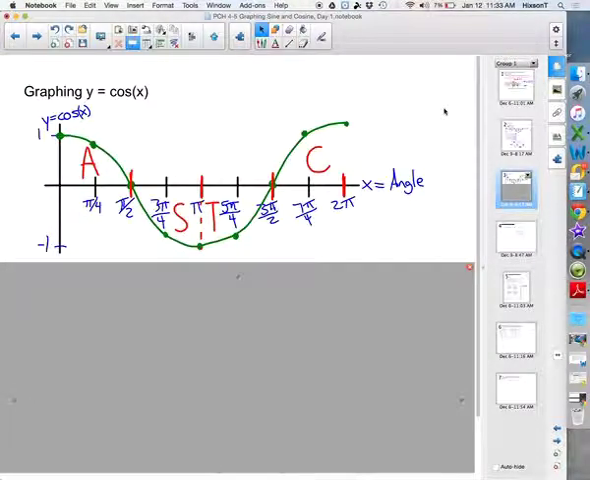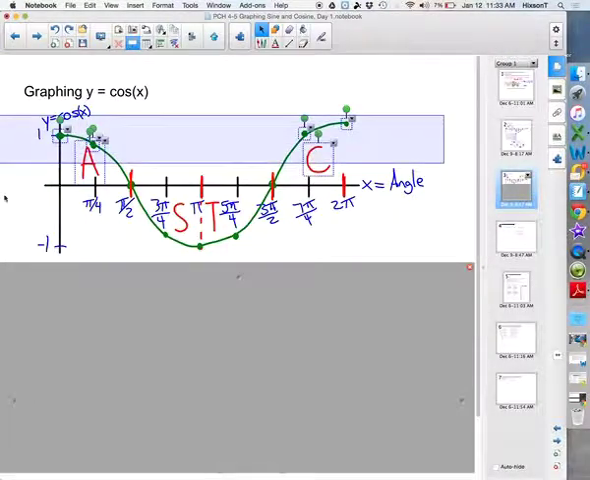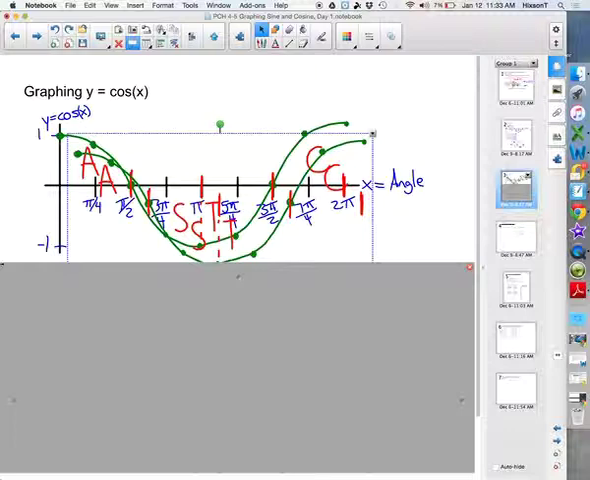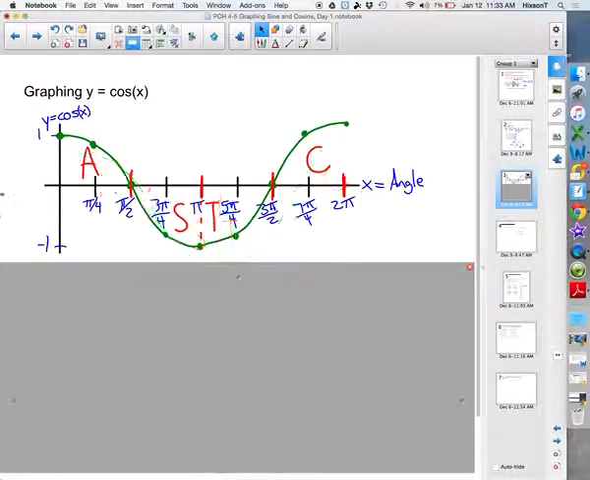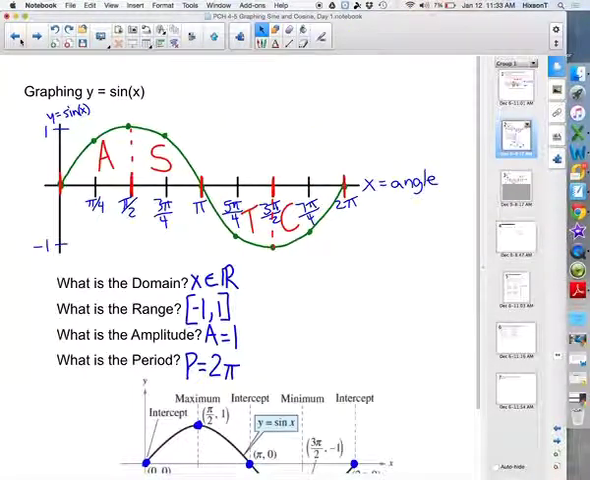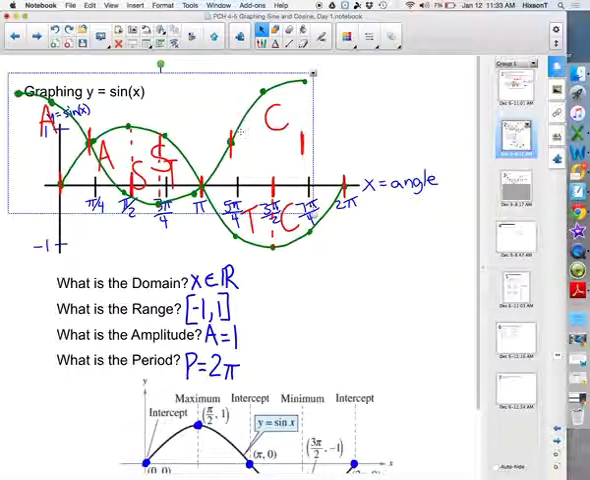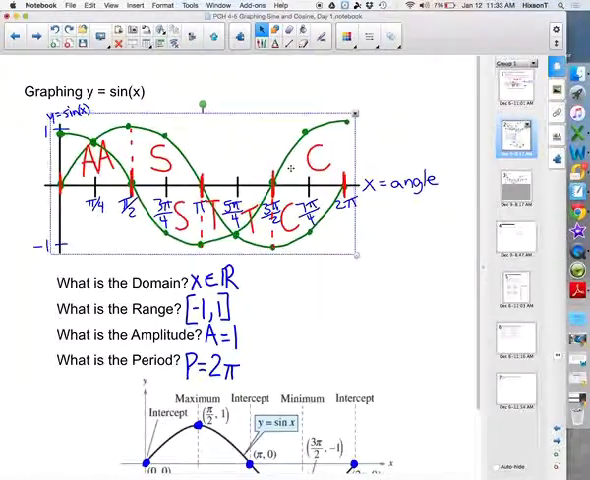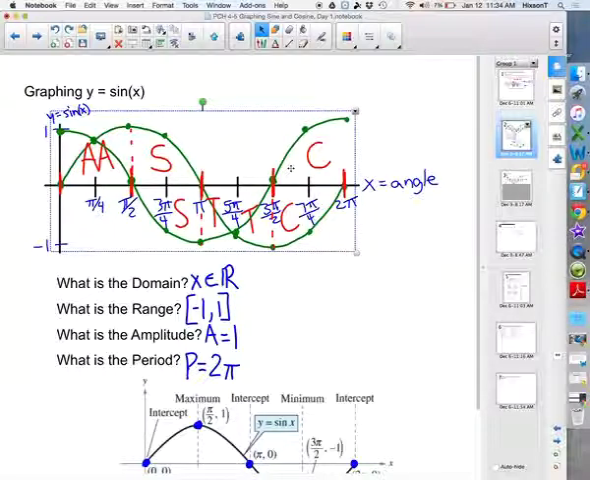And in fact, let's see why that's the case. The amplitude and the period are all going to be the same. Watch this. This is why they're the same. It's just shifted, right? This is the same thing. It's just shifted over. It's shifted over pi over 2.